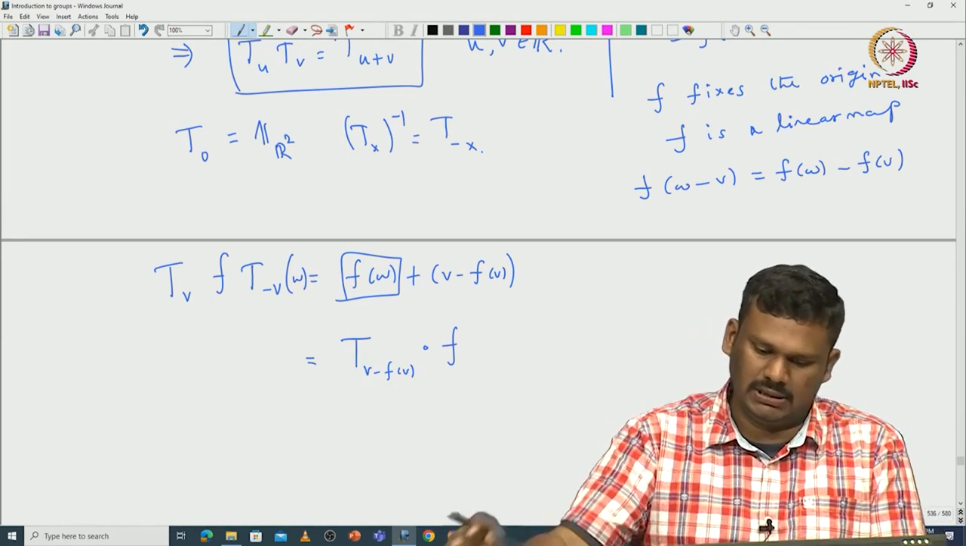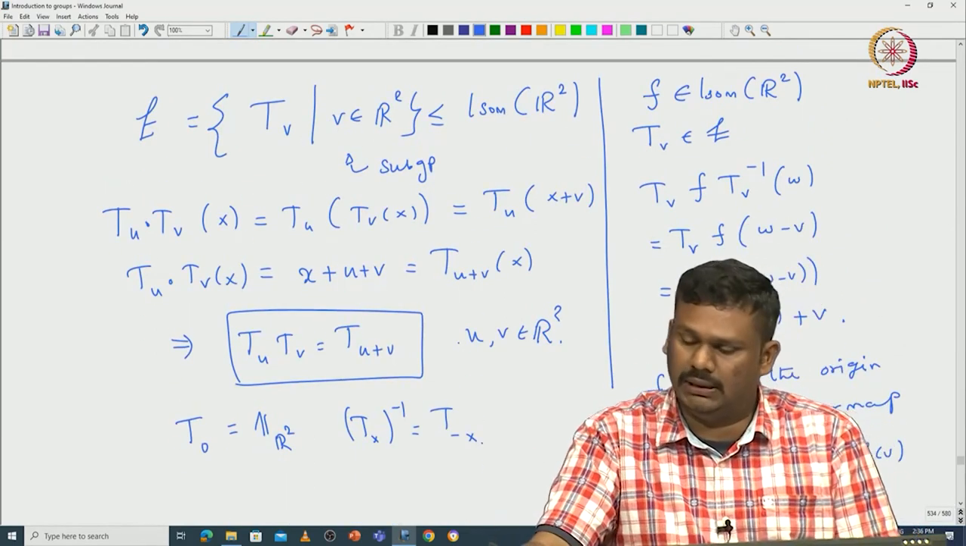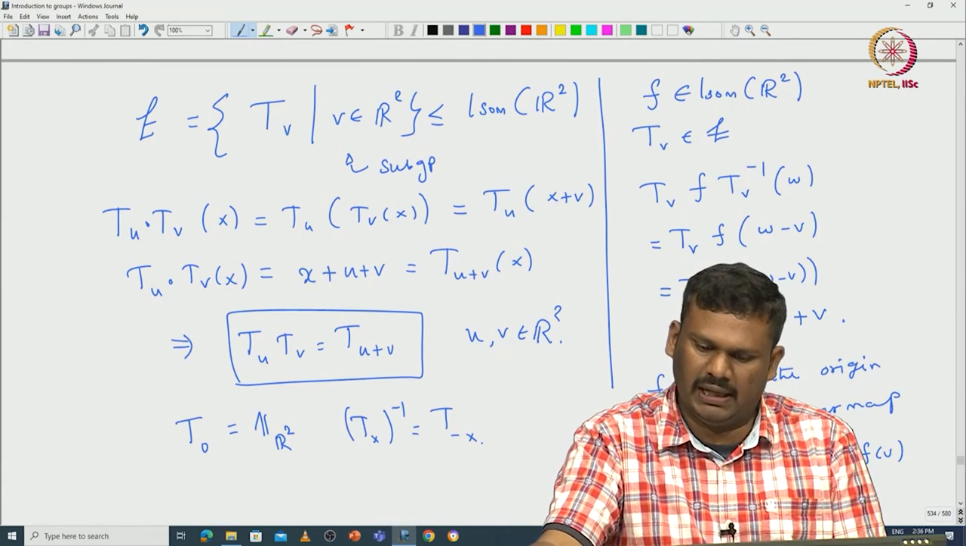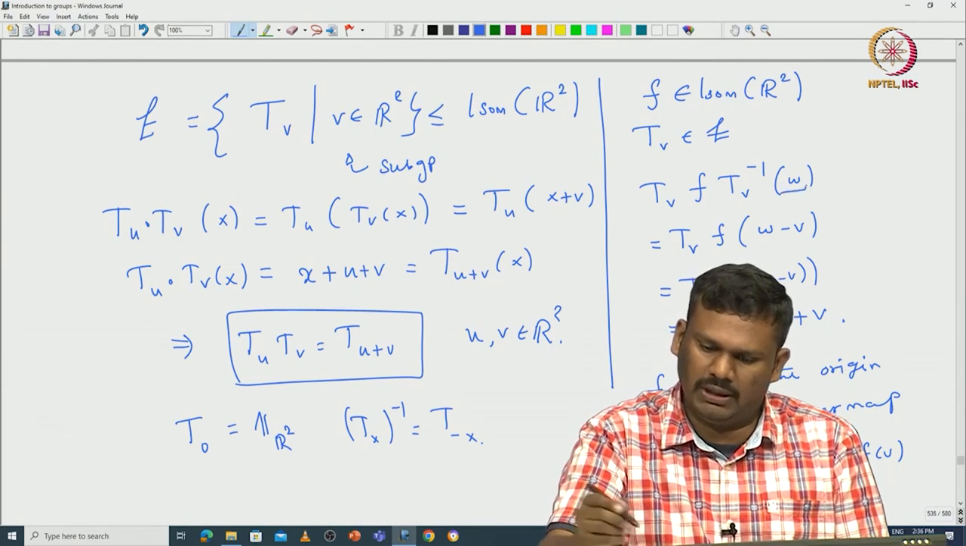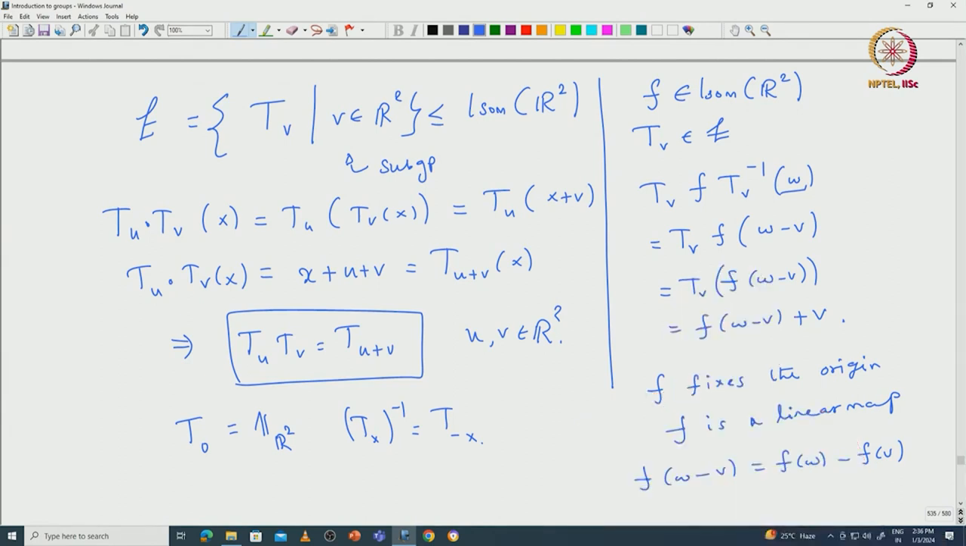Okay, so this is what worked. Let us double check. If we have T_V F T_V inverse, and you apply it on W, then you are getting T_V(F(W − V)). Yeah, the calculations are correct.